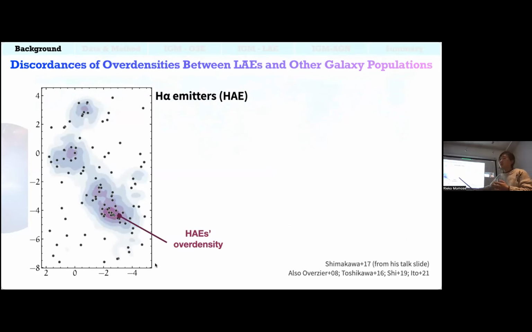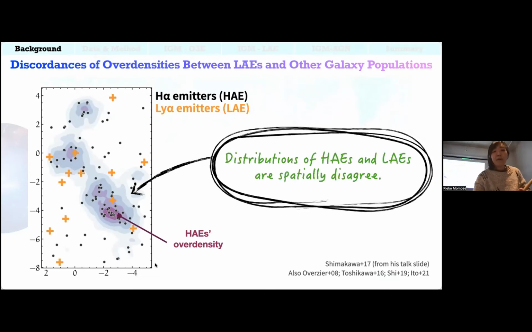This figure plots the surface number density and the location of H alpha emitters, which are identified by strong hydrogen H alpha emission. Now we overlay the position of Lyman alpha emitters, which are in exactly the same redshift range as the H alpha emitters. Then we found no Lyman alpha emitters around the H alpha overdensity peak. So it indicates that the density peaks of Lyman alpha emitters and H alpha emitters disagree.